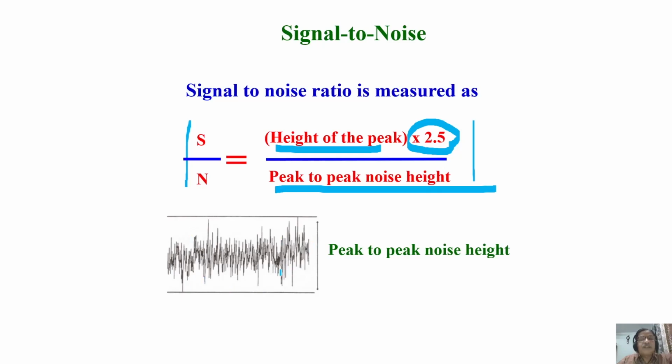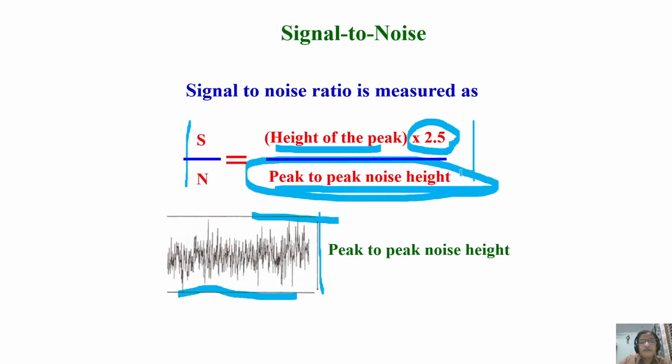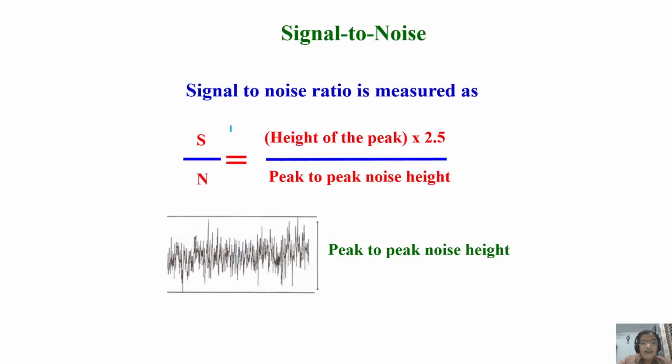Let us say we blow up the signal several times. Increase the vertical intensity. Now you get the maximum noise in a representable form. Measure from this point to this point, what is the height? That is the peak to peak noise height. Put that in the denominator. If I have a peak here like this and measure this height, this is the height of the peak. You understand? And then you calculate the signal to noise ratio.